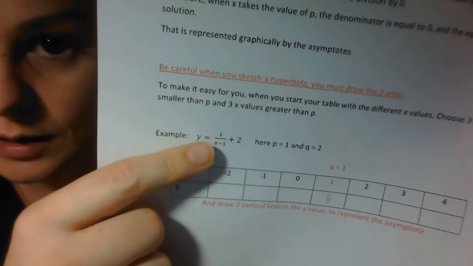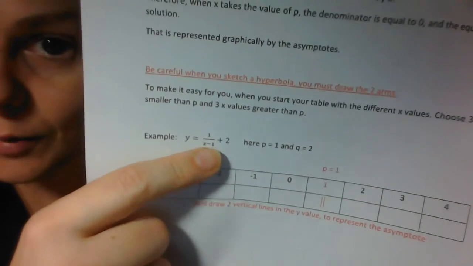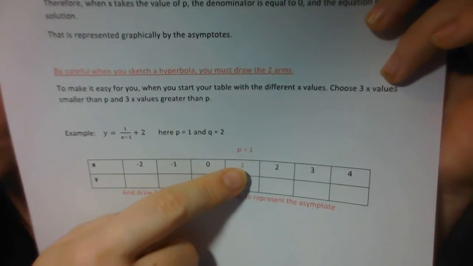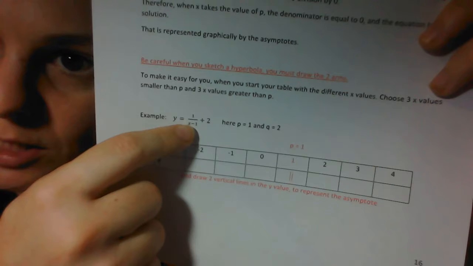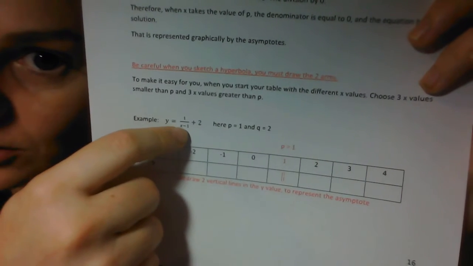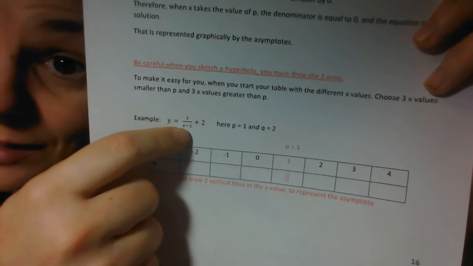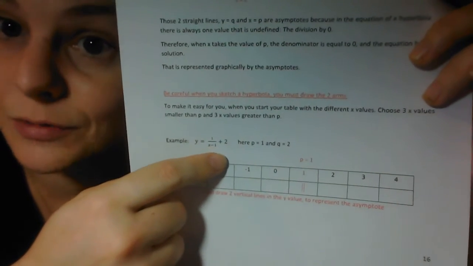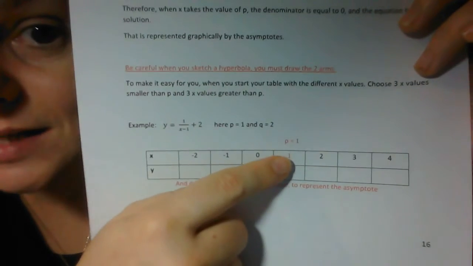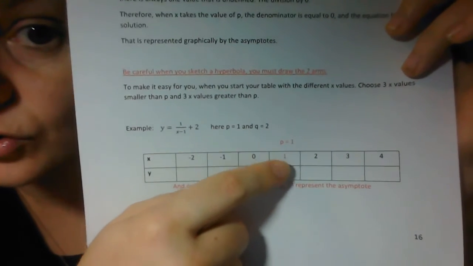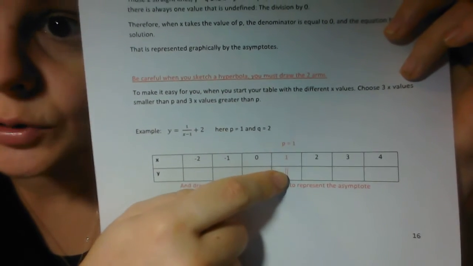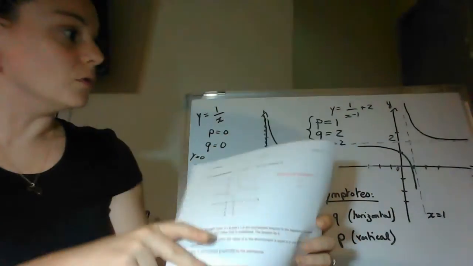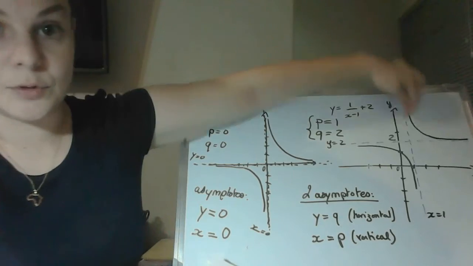So for this one, 1 over x minus 1 plus 2, our p value is 1. So in the center of my table, I'm going to use x equals 1. But if I use x equals 1, I'm going to have a division by 0 because my denominator is 1 minus 1, 0. So that makes that equation impossible, undefined. That is why for the y value, I'm going to draw two straight lines, like two parallel lines here. This is the symbol for asymptote. So for x equals 1, the y value is the asymptote.